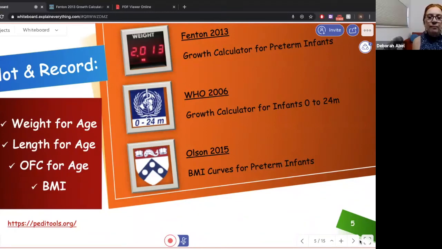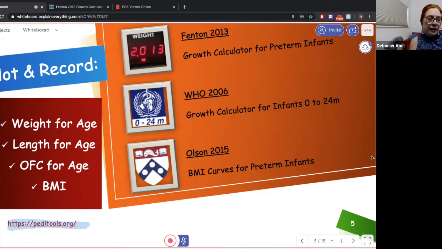Okay, open up the PD tool, and we're going to begin to really start to understand how to use all these things. When you do open the PD tool, you're going to find that there are several growth grids and a calculator within this app. You'll be able to obtain, using the correct growth grid, whether it's Fenton for the premature, the WHO for the term infant from 0 to 24 months, and then we also have the Olsen, which will calculate the BMI for the preterm infant. Those will be the three major growth grids that we will use for this scenario.